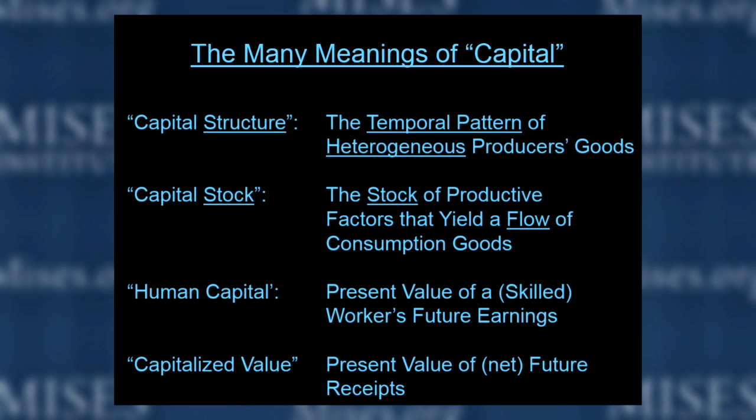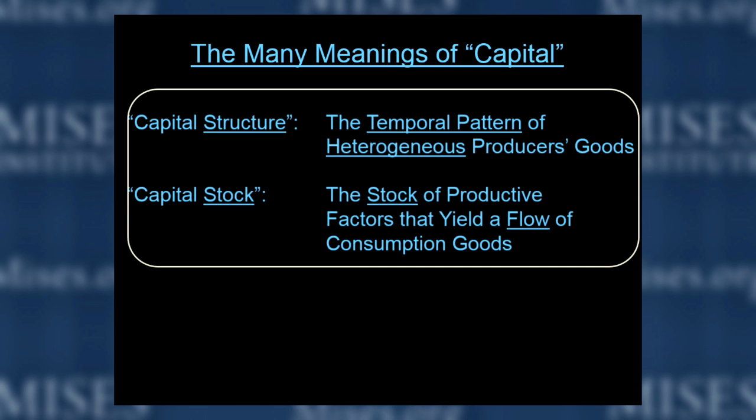And now I'm getting serious. I've got two things up here that are underlined. And that's what you want to take notes on, okay? One is capital stock, the stock of productive factors that yield a flow of consumption goods. So the flow part of it is all consumption goods. The stock part of it is just that, a stock. We'll get into that. Capital structure, well, that's the Austrian term, which is a temporal pattern of heterogeneous producers' goods. So that's what we want to pay attention to, and we'll get rid of the rest of them for the time being.